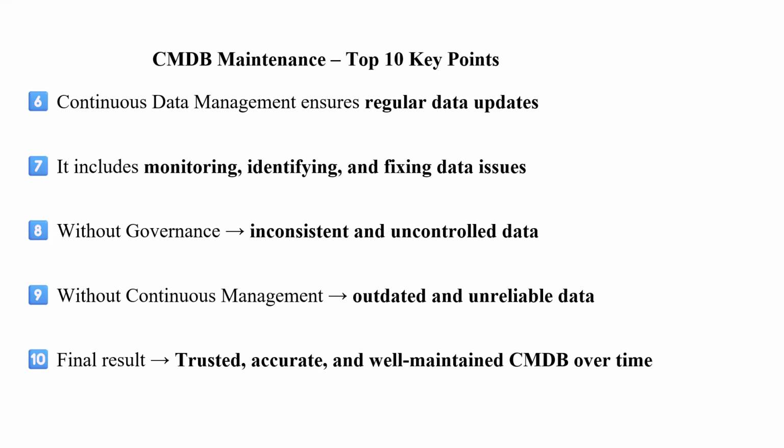If both are applied, good governance and continuous management, then we combinedly get reliable data, better incident resolution, and accurate impact analysis. So governance is nothing but rules, a combination of roles and control. Continuous management is continuous updates, monitoring and fixing. So we can conclude: who defines rules means governance. Updating data is continuous management.